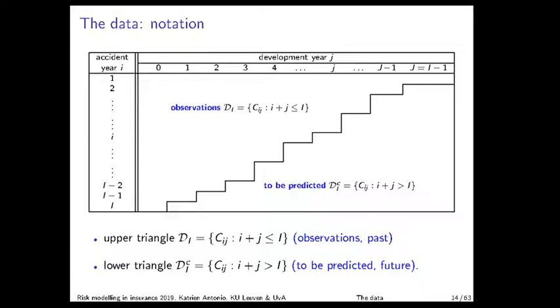And therefore, a cell ij for which i plus j is smaller than or equal to capital I is an observed cell, whereas a cell for which i plus j is strictly larger than capital I is a cell in the future and therefore has to be predicted. Now, different pieces of information can be stored in a runoff triangle, and depending on the data in the triangle, you will estimate different quantities.